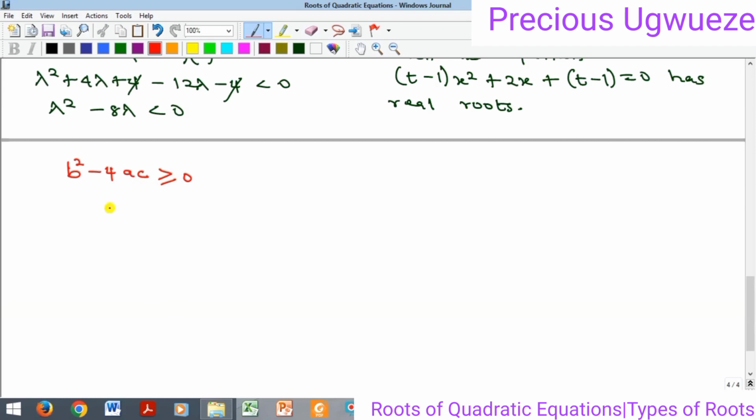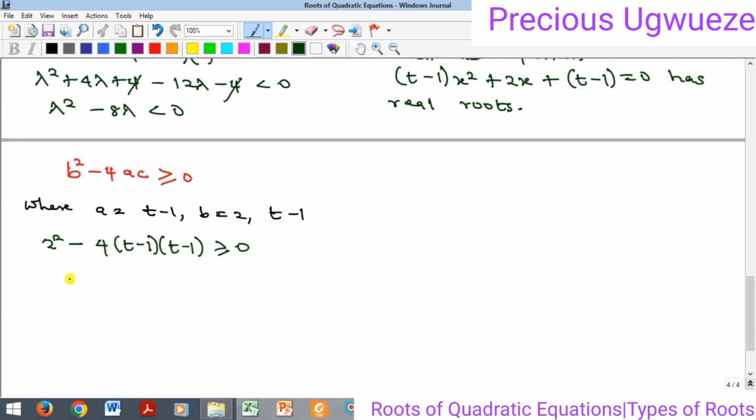Okay, and so for us to now find what we are looking for, we will need to substitute a, b, and c into this equation. And from here, we have that our a is simply equal to t minus 1. So we're going to have 2 raised to power 2 minus 4 into a, which is t minus 1, and then times c, which is also t minus 1, and this must be greater or equal to 0.